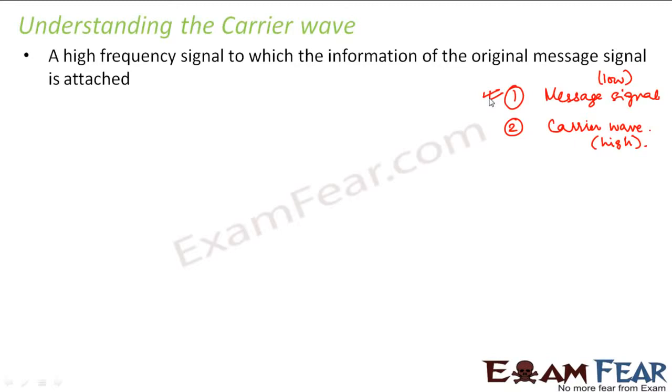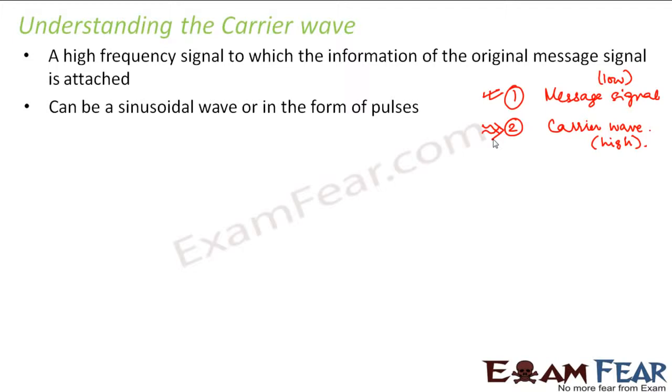So where will the modification happen? The process is modulation, that means modifying. What will get modified? This high frequency carrier wave is the one which will get modified. Now, how will it get modified? That is what we are going to study in this topic of modulation: how the carrier wave is modified so that it carries the message signal intact without causing any change to the information. So that is our agenda here.